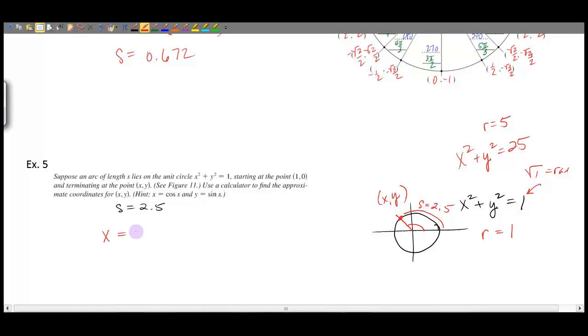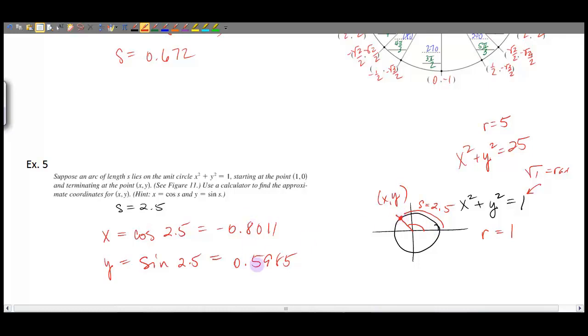We know that the cosine of 2.5, when I do this in my calculator, trust me, gives me negative 0.8011. And for the y value, when I take the sine of 2.5, I get positive 0.5985. And sure enough, that would put me over here in the second quadrant, giving me a negative x value and a positive y value.